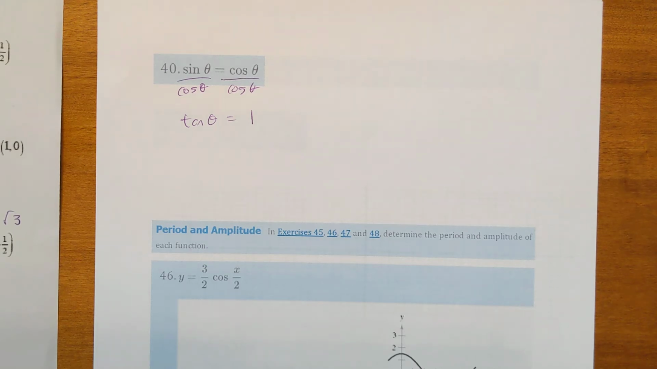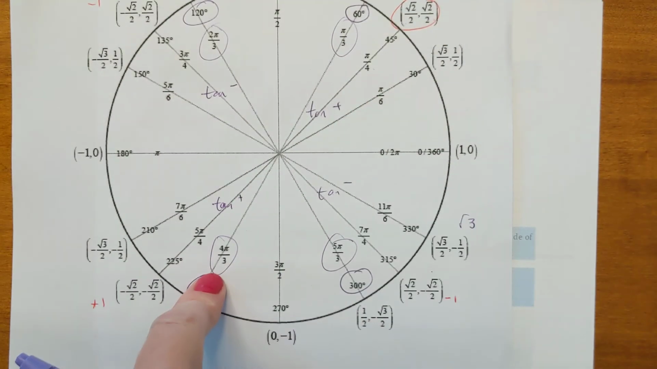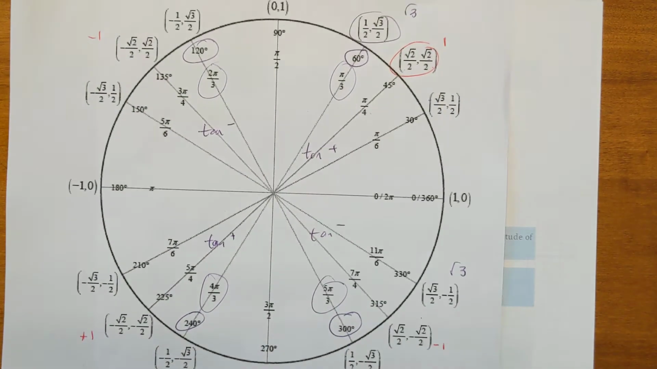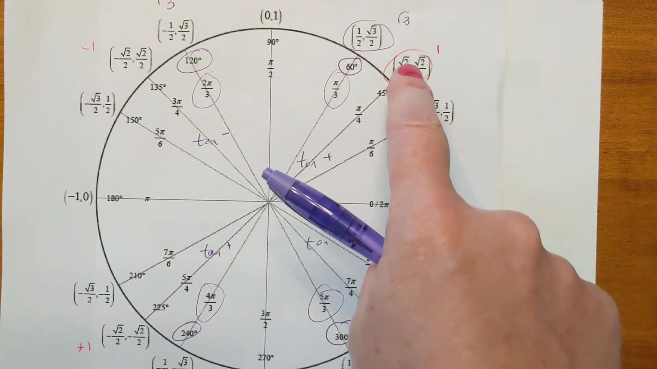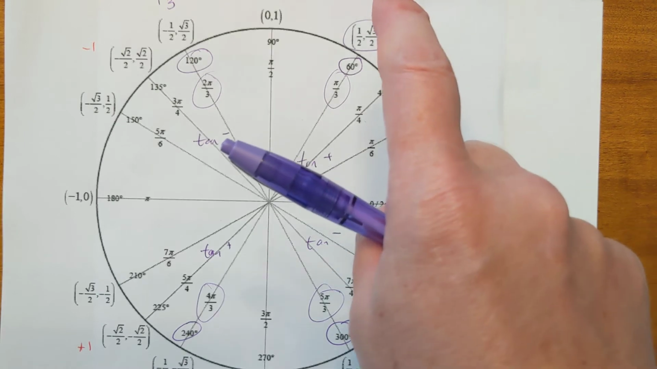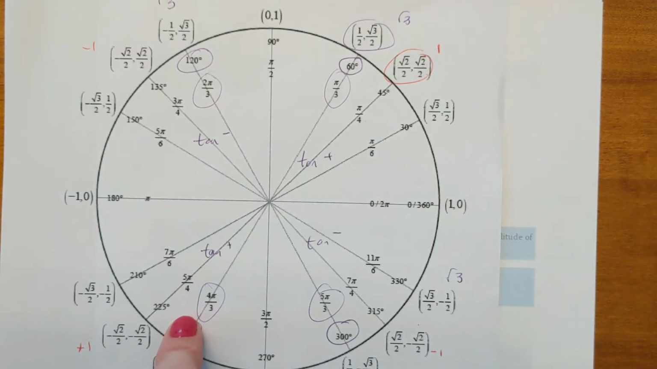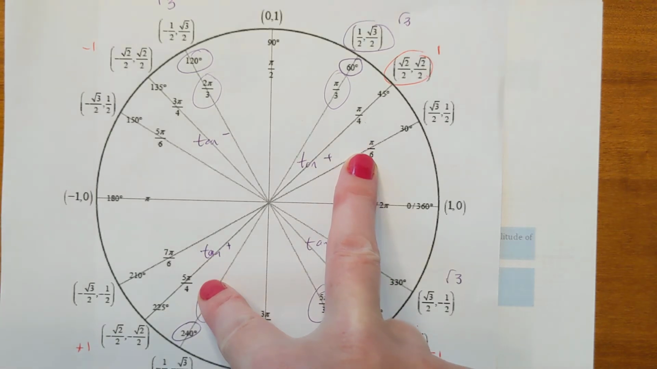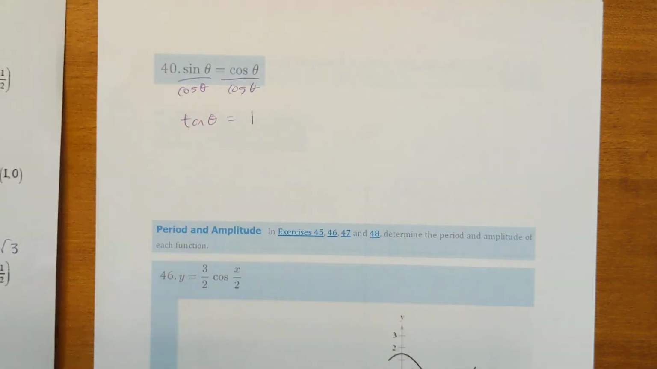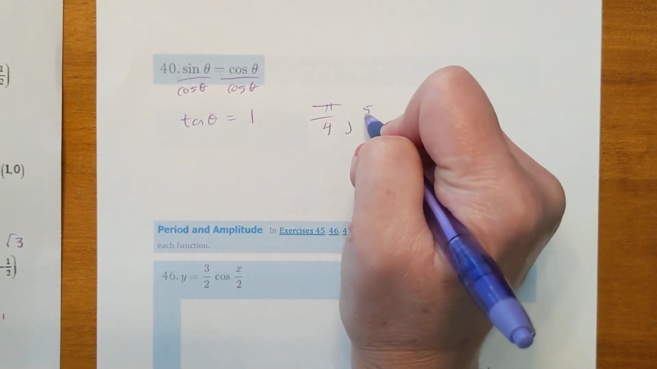So we want to know where tangent theta is equal to 1. And it's a positive one. Remember, I told you tangent is positive here and here, and it's sine divided by cosine. So radical 2 over 2 divided by radical 2 over 2 gives you the number 1. So it's going to be pi over 4 and 5 pi over 4, because that's where tangent is positive. So pi over 4 and 5 pi over 4.